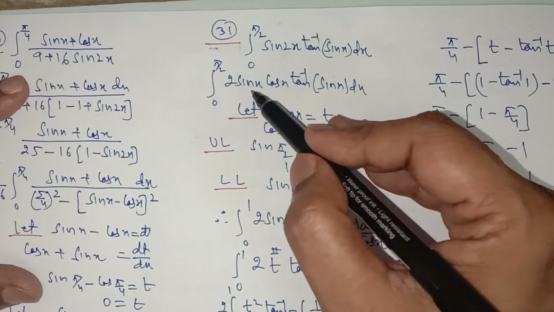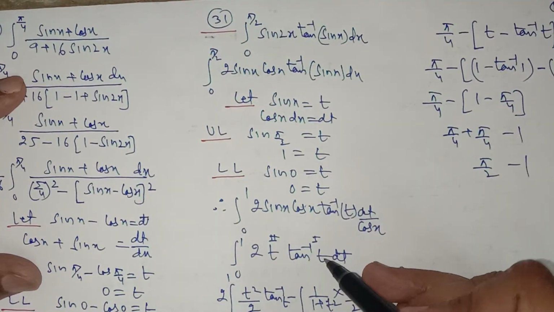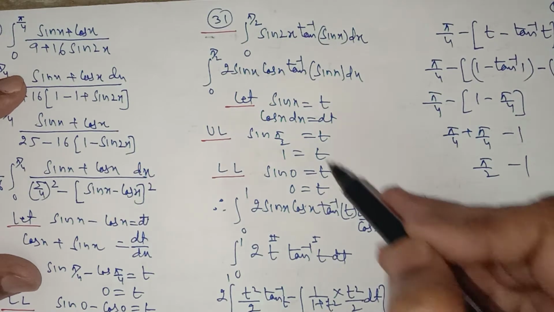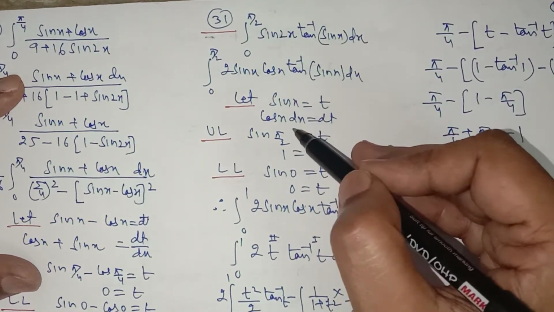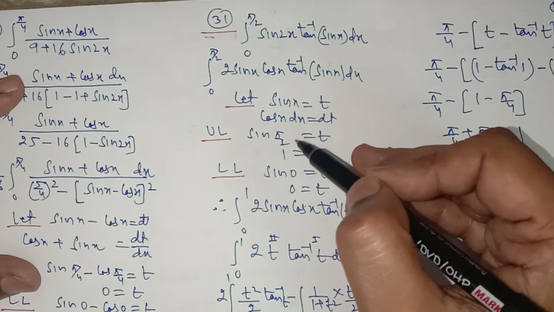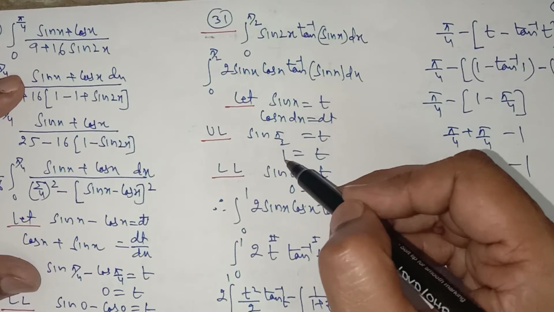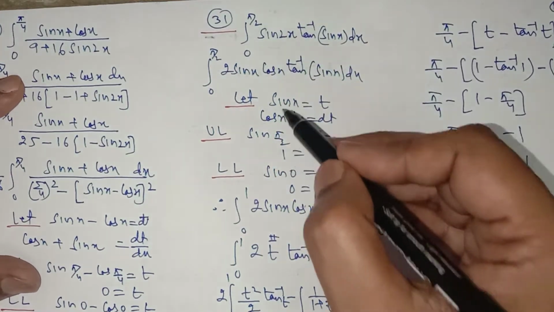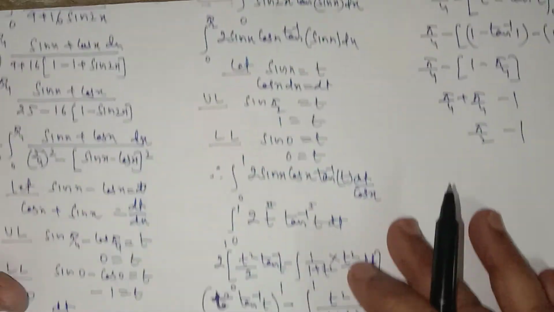It comes out to be 2t tan inverse t. Replace the value of dx, and because it is a definite integral and we have let something, its upper limit and lower limit in terms of t will be: upper limit is pi by 2, so replace pi by 2 here, it will be equal to 1, and lower limit is 0, so replace 0 here. You will get the limits 0 to 1.